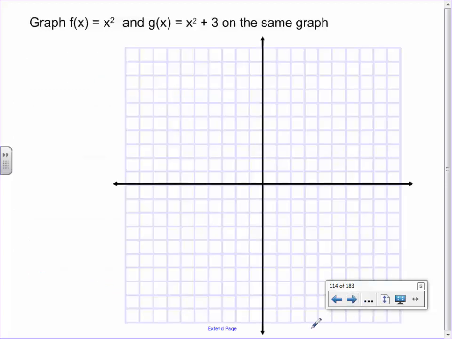So let's try a quick one here. What's going to happen to these two graphs? Could you sketch it real quick without a calculator? What does an x squared graph look like? It's your basic parabola, right?